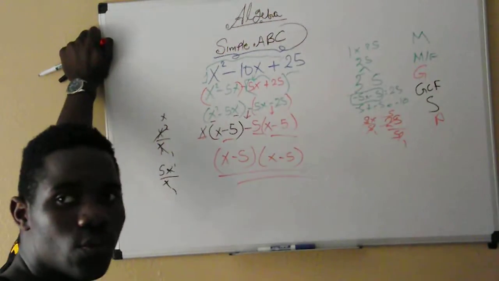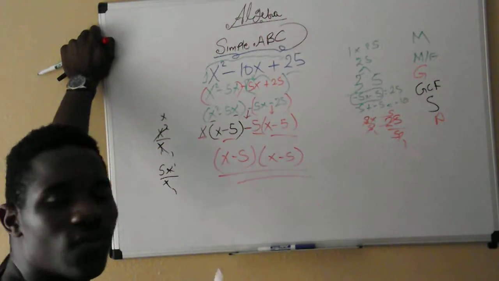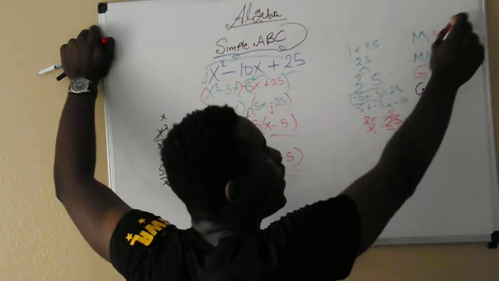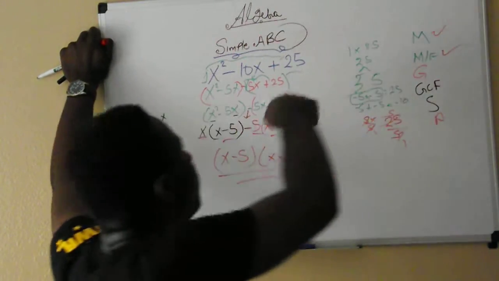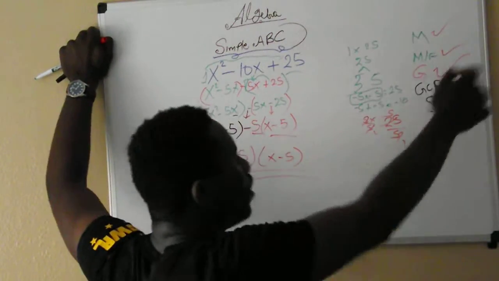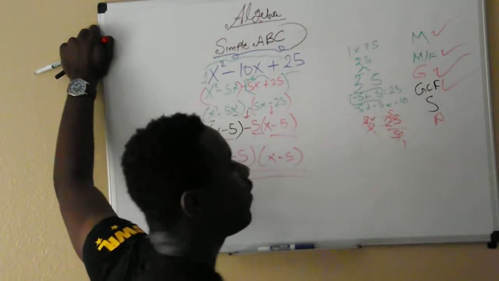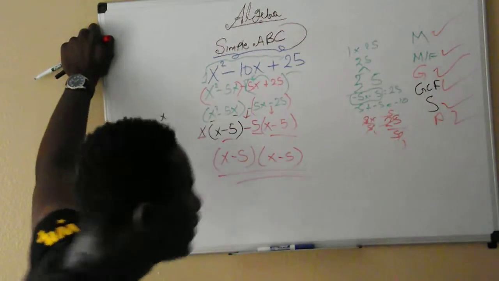So just to recap here, to factor a simple ABC, whenever you want to factor it, begin with multiplication. The next thing is to find the multiples, and then you replace them with the middle number, and then the next thing you group them. When you group them, you take the GCF of them, and then you stack them with the GCF, and then you pair.